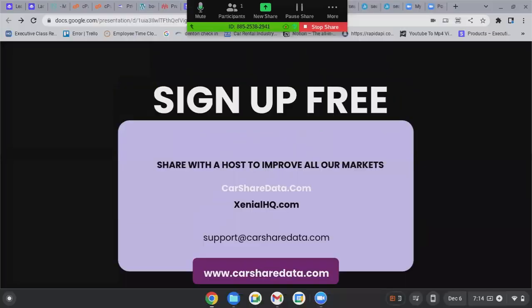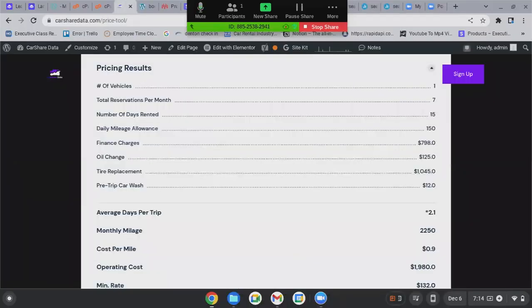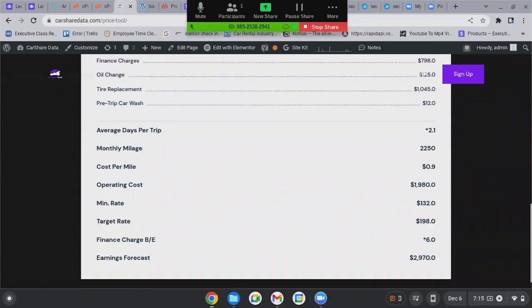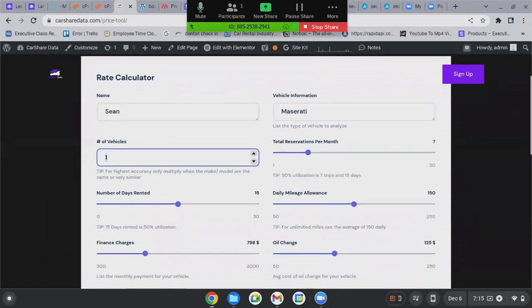Let me jump over here and show you a couple of the screens and what it looks like. So here's our Maserati inputs. We can see our daily mileage allowance, 150, finance charges, oil change, tire replacement, car wash, and then it spits out a result. So if you're managing people's cars, this is a great tool for you to take this, PDF it, and show them, hey, this is what we're expecting to earn on this car, and here's why, and here's our profits, and you can set your splits accordingly.